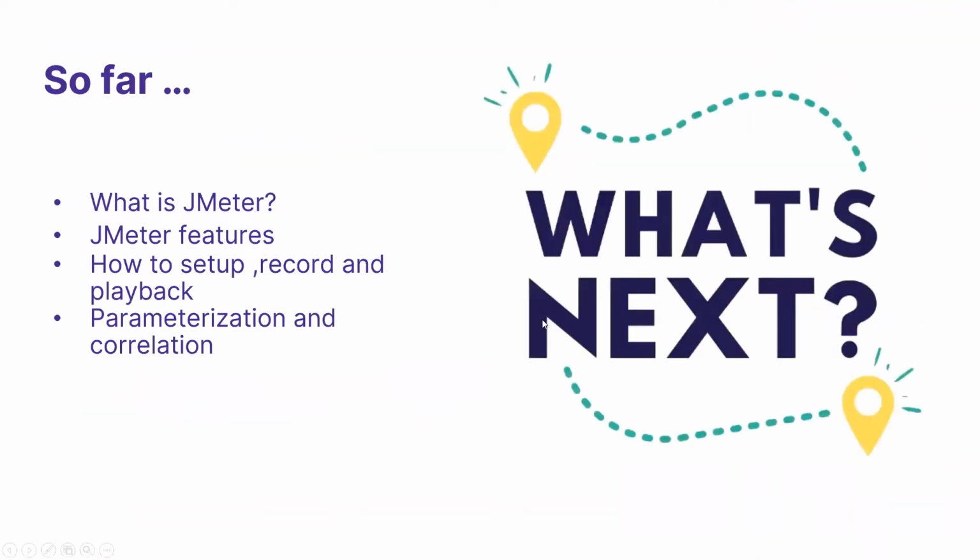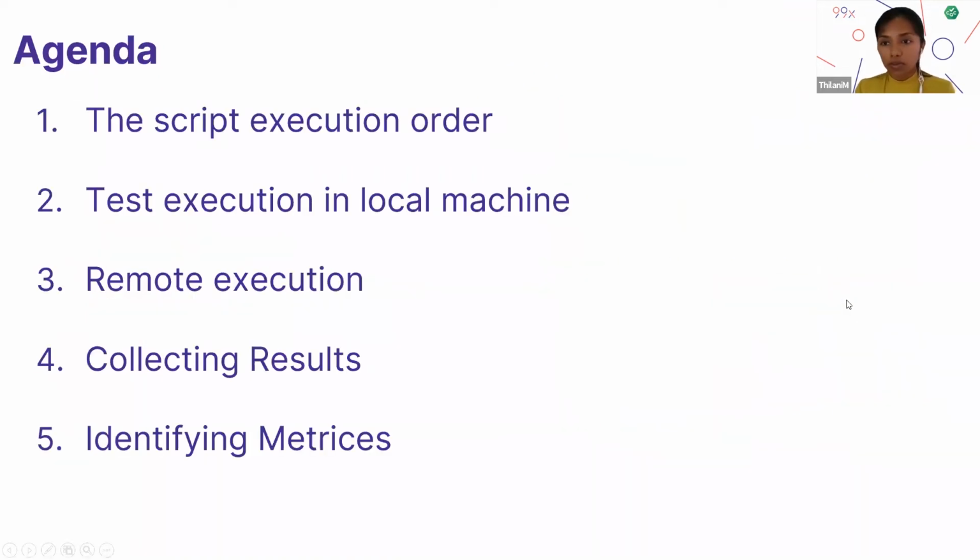So in the last 2 days, our speakers covered what JMeter is, JMeter features, how to set up, record and playback, and parameterization and correlation. And today, in the first half of the session, I'll be covering the script execution order, test execution in local machine, and remote execution. And in the second half, Jude will be covering collecting results and identifying metrics. So let's start with the script execution order.